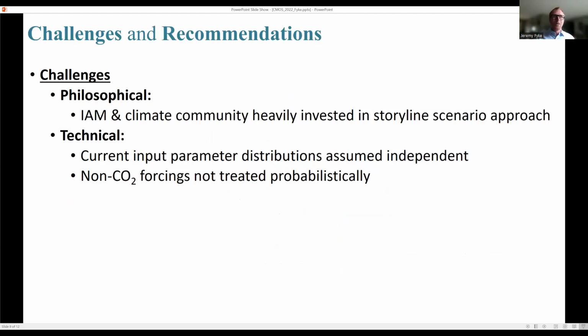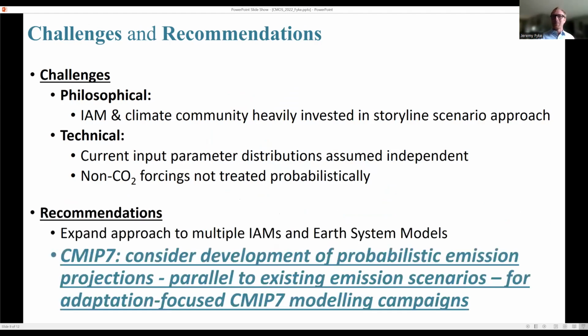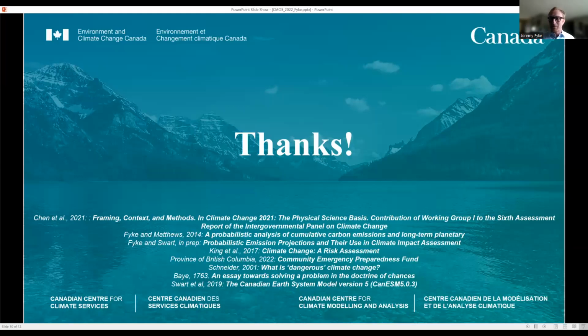We have challenges. There are philosophical and technical challenges. In the interest of time, I won't run over them, but I'm sure many people here already have flags raised, and so welcome that. We would look to CMIP7 quite aspirationally as a place where, in addition to scenario-based projections, we can start to think maybe about providing really adaptation-focused, probabilistic emission projections that we think work much better in the on-the-ground adaptation sense. And with that, thanks a lot for your time.